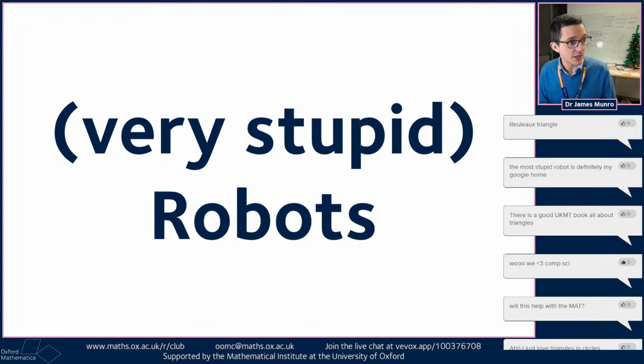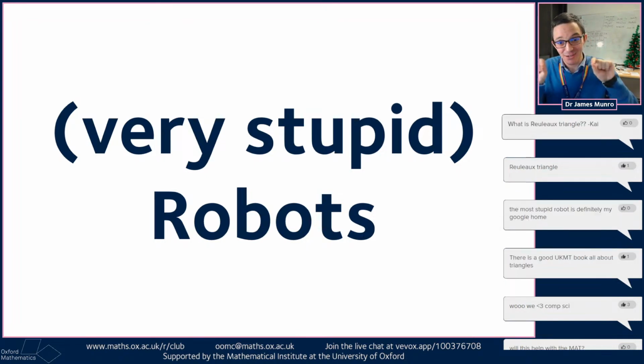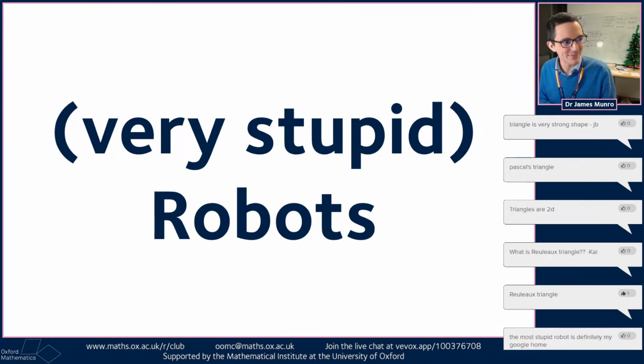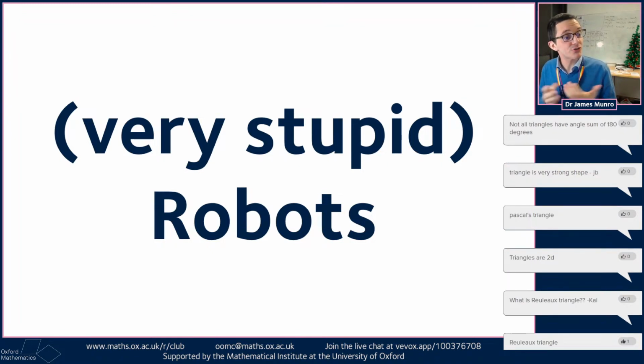That is a very good triangle. Do you want to drop whoever said Rulu triangle? I think there's a character limit, but you want to put like a one sentence of what is a Rulu triangle? I mean, we could all go and Google it, but I think it might be fun for you to put like one sentence of what's a Rulu triangle. I see Kai wants to know what a Rulu triangle is as well. Triangle is a very strong shape, says JB.